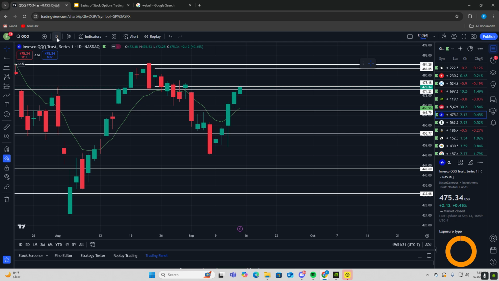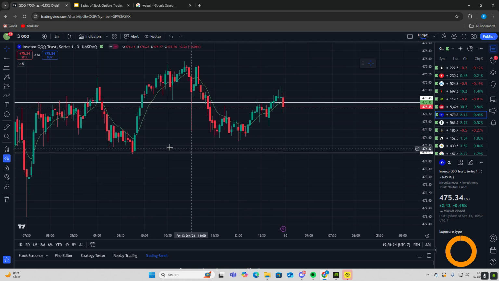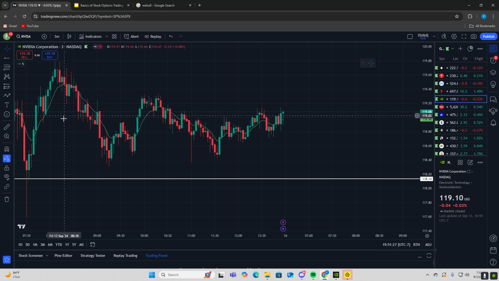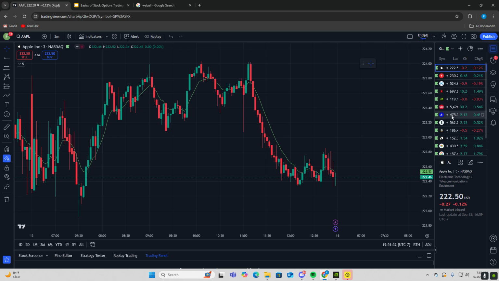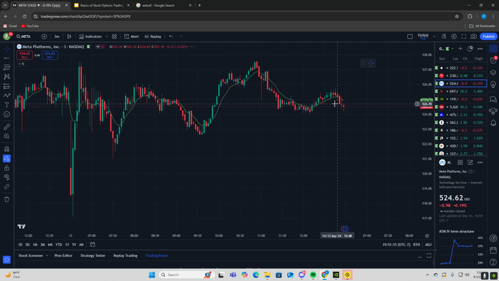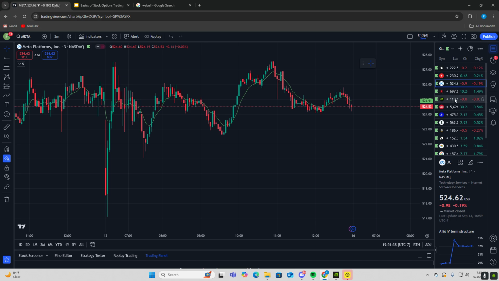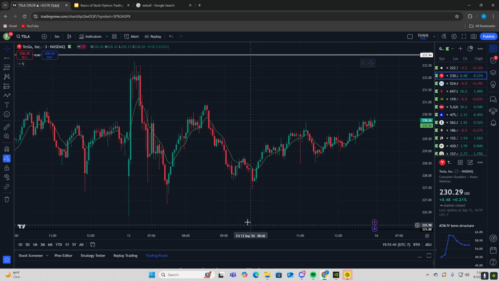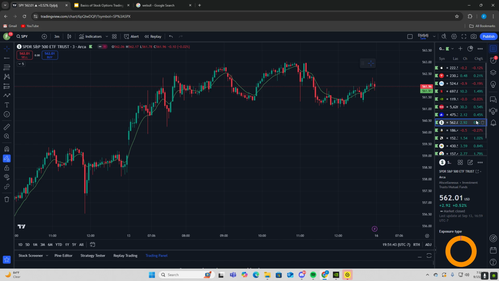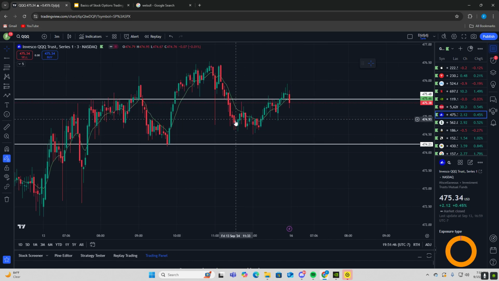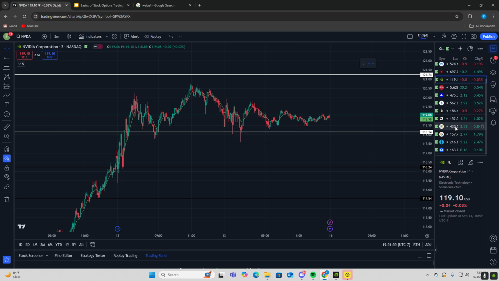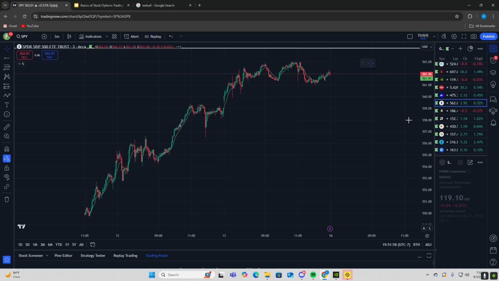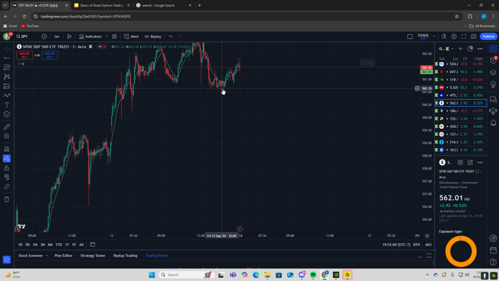So right here you can see QQQ kind of going up. That's because Nvidia kind of went up. You can see Apple kind of coming down. You can see Meta coming down. You can see kind of familiar movements. You could see Tesla going down. I'm pretty sure right here that's when they went down. On SPY, I'm not sure where SPY is at. Oh yeah, it kind of went down, but we're kind of recovering a little bit.